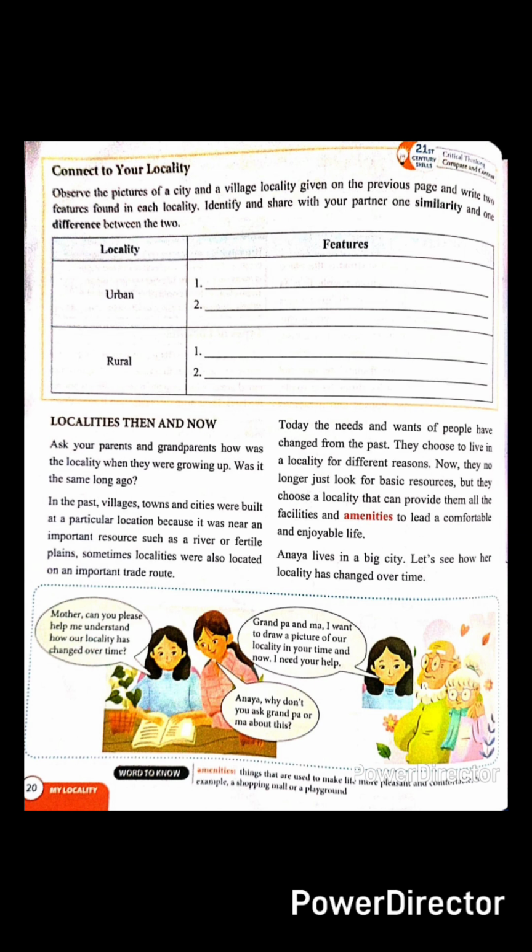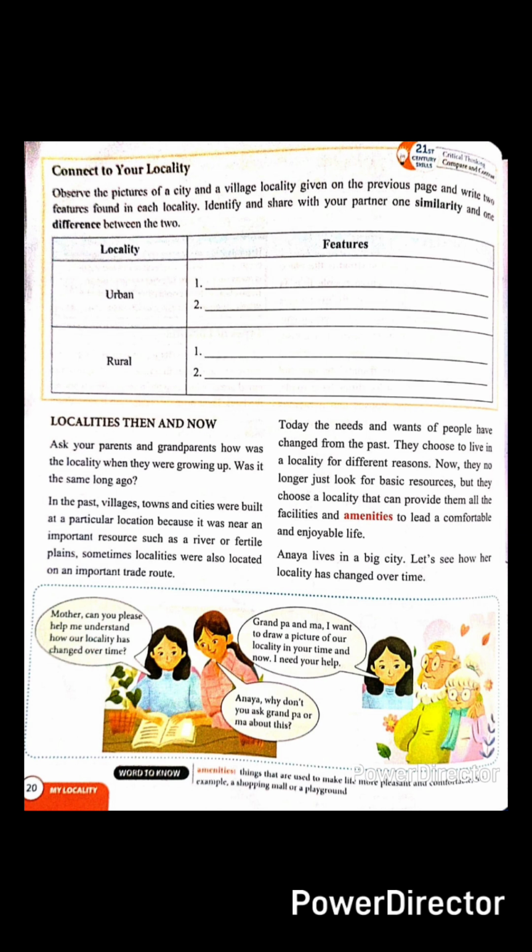Now children, we have to write two features for urban locality and two features for rural locality. We know that urban locality includes towns and cities and rural includes villages. So with the help of the picture, we can write two features for both. For urban, you can write well-developed infrastructure, diverse economic activities and connectivity. For rural, you can write features such as livestock rearing, working manually in fields for crop production.